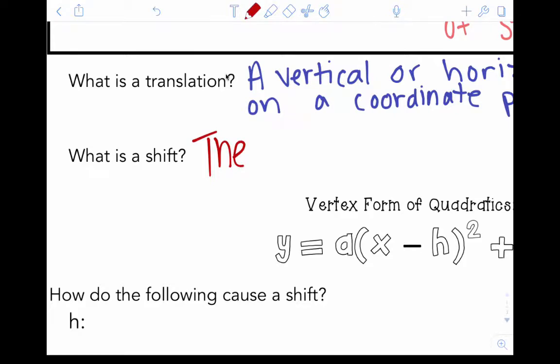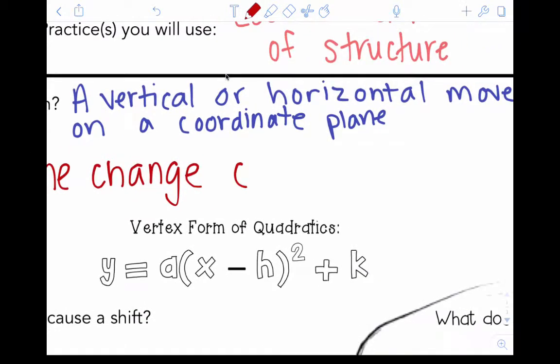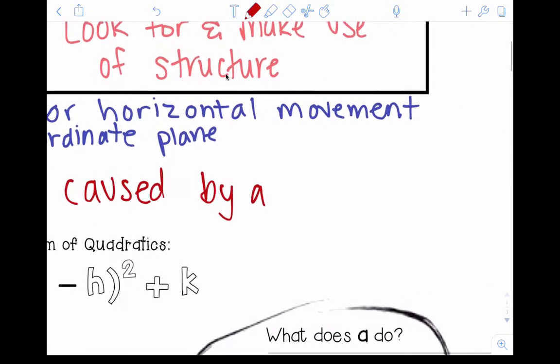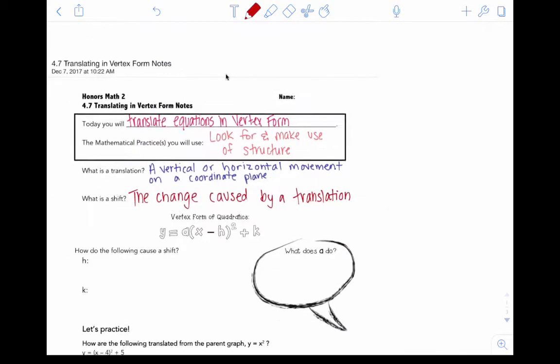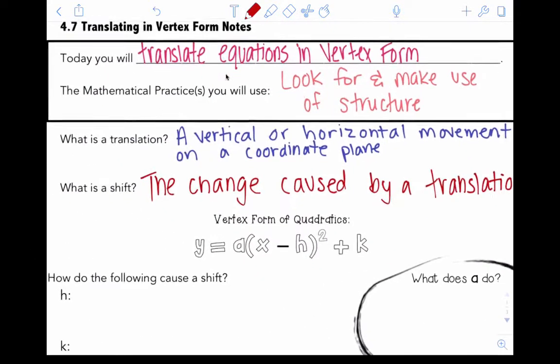So the shift is the change that is caused by a translation. They're basically the same thing. We can use them interchangeably, but for the most part, I'm going to be talking about translations more than I'm going to be saying the word shift. All right, so before we go on, let's make sure we know what vertex form is.